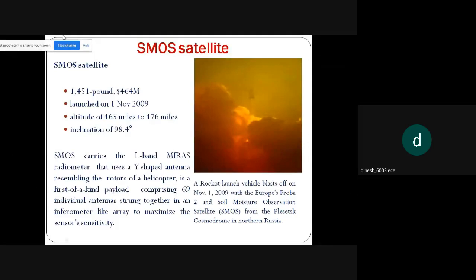So this picture is a rocket launch of this SMOS soil moisture observation satellite, which was done on November 1, 2009 from the Plesetsk Cosmodrome in northern Russia. Launch of the SMOS satellite.